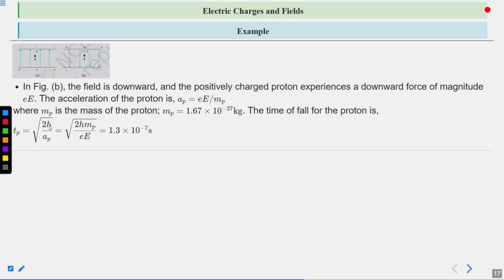The time of fall for the proton is Tp equal to the square root of 2h divided by ap, that is the square root of 2h mp divided by eE. Just substitute the value of ap, and put in all given terms like mp, the mass of the proton, h, and the value of E, and you will get 1.3 × 10^-7 second. Clear? So the important formula here is 2h mp divided by eE, and taking the square root.